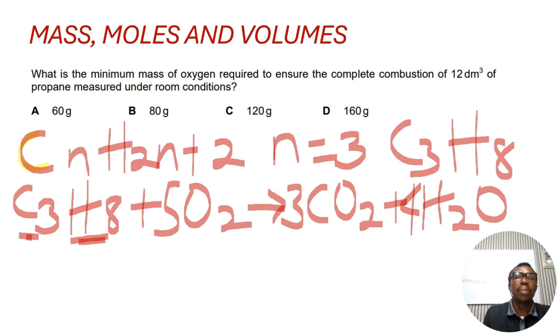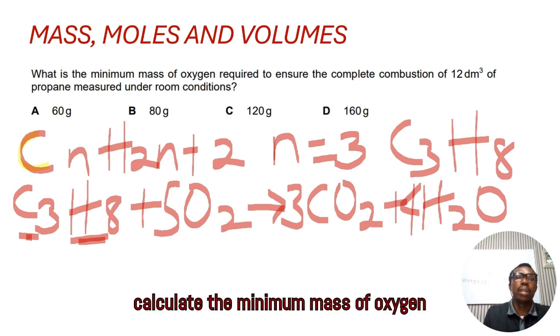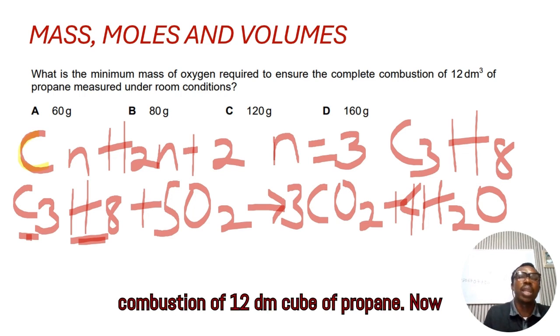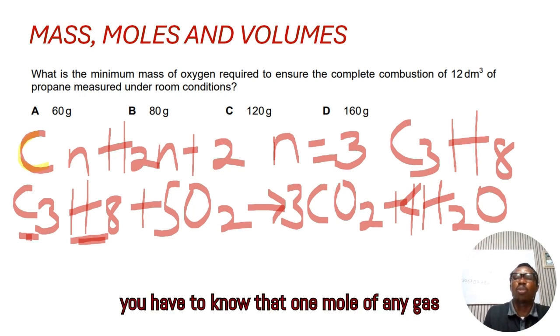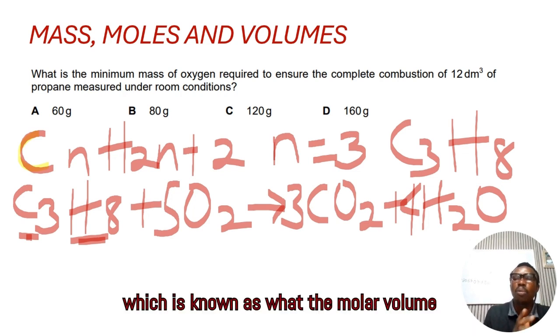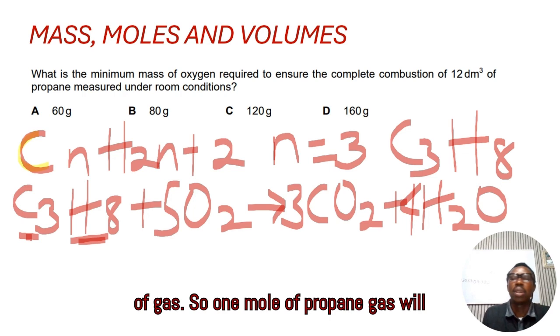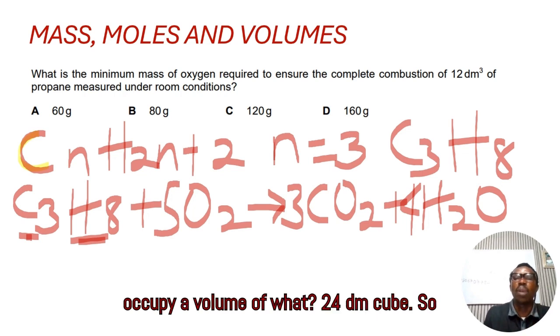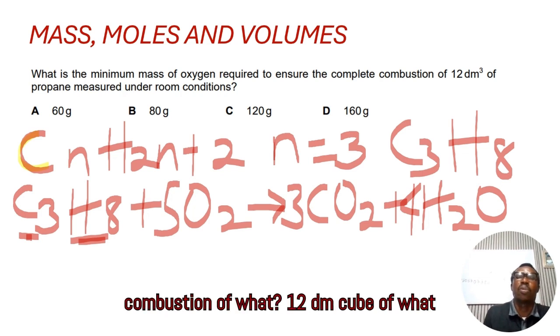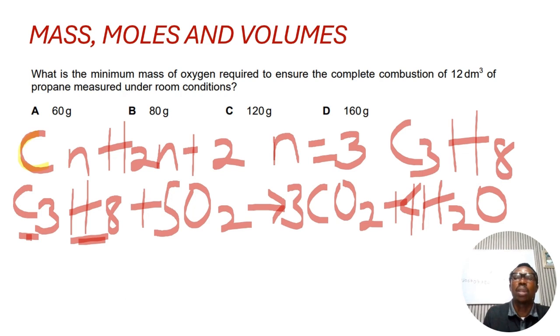Is to calculate the minimum mass of oxygen required to ensure the complete combustion of 12 dm³ of propane. Now you have to know that 1 mole of any gas occupies a volume of what? 24 dm³, which is known as what? The molar volume of gas. So 1 mole of propane gas will occupy a volume of what? 24 dm³. So we should calculate the mass of oxygen required to ensure the complete combustion of what? 12 dm³ of what?